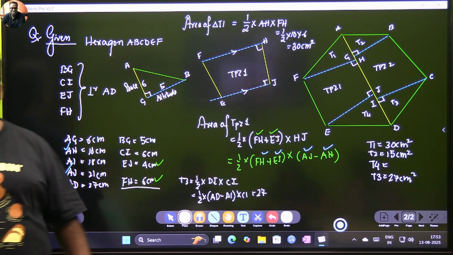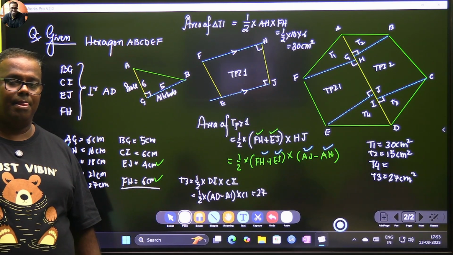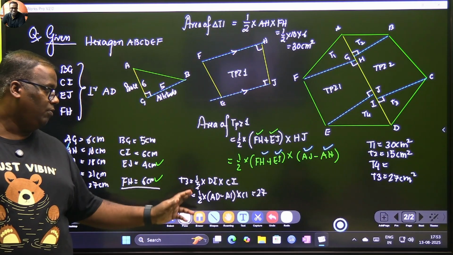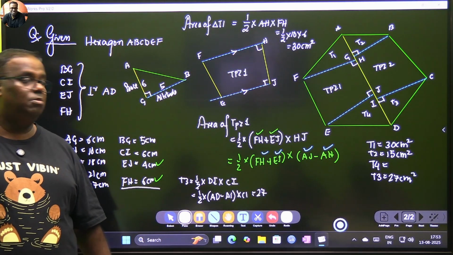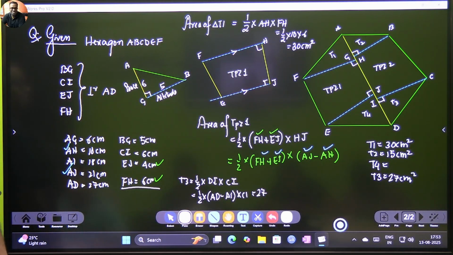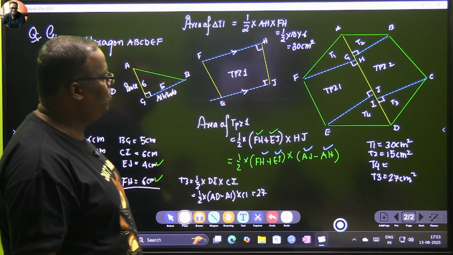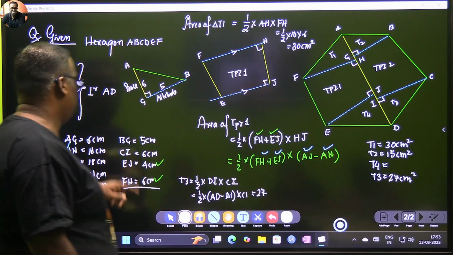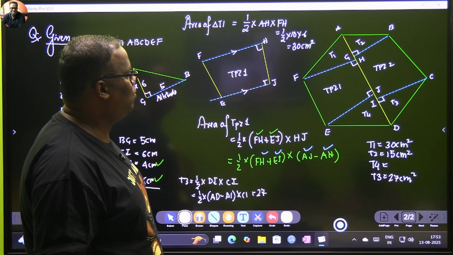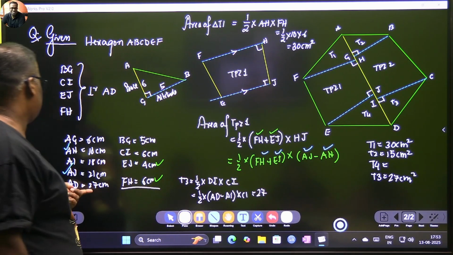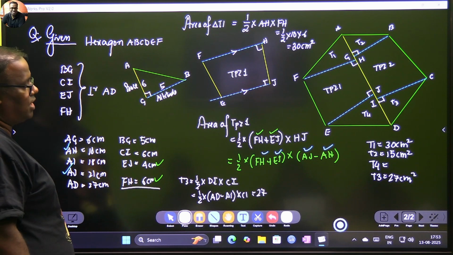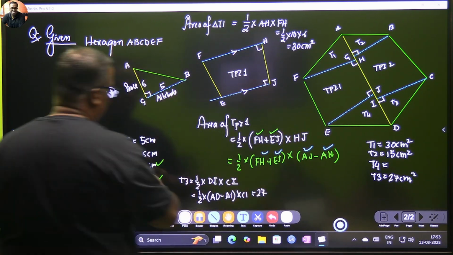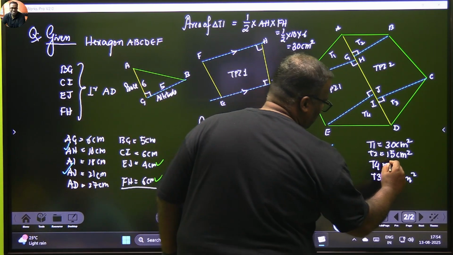Sarvesh, what happened? No, there is no parallelogram here. There's a trapezium. Okay, have you found out T4? How much is T4? Our friend says 18. So how will we do? We again need DJ. Do we have DJ measurement given to us? No, DJ measurement is not given to us. So we have to do AD minus AJ. 27 minus 21, which is 6. Half into 6 is 3 multiplied by EJ. 3 into 4, so it should be 12.